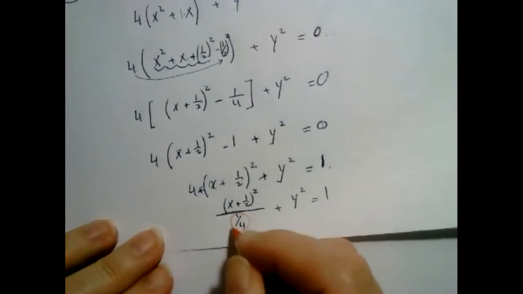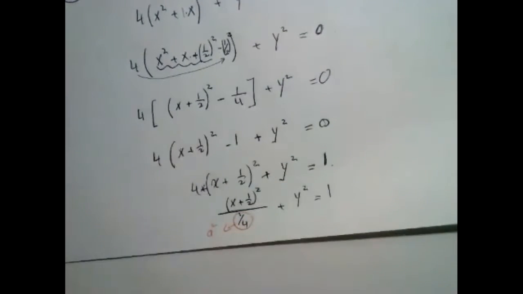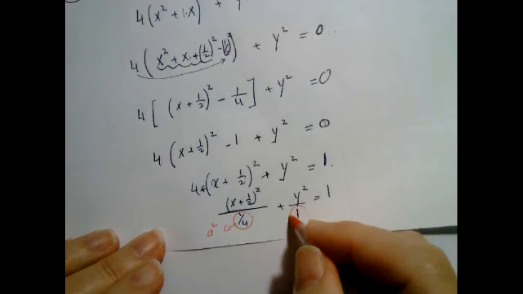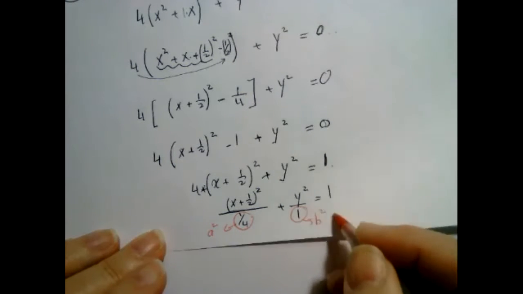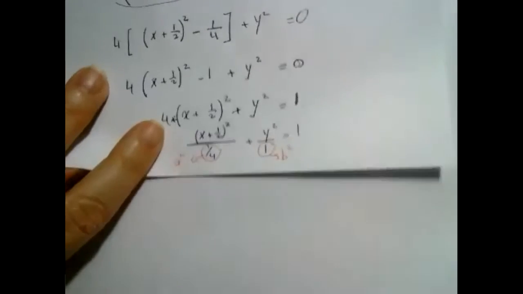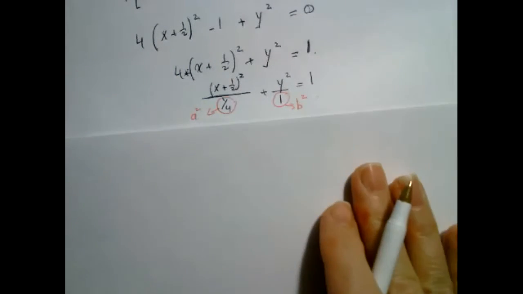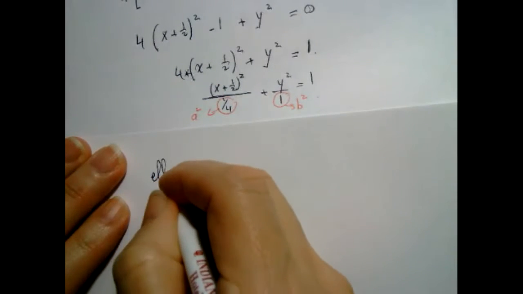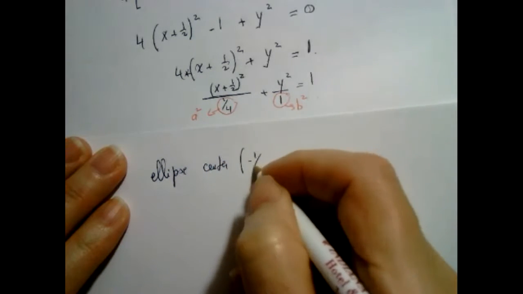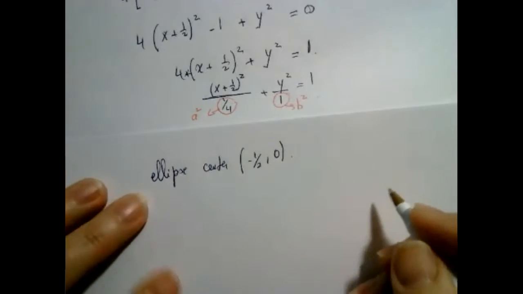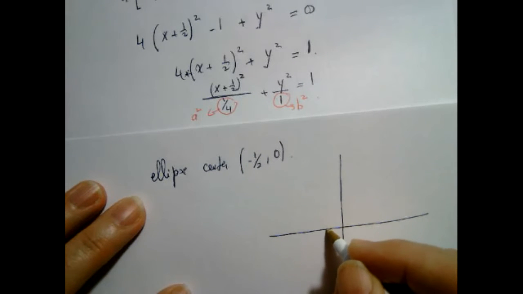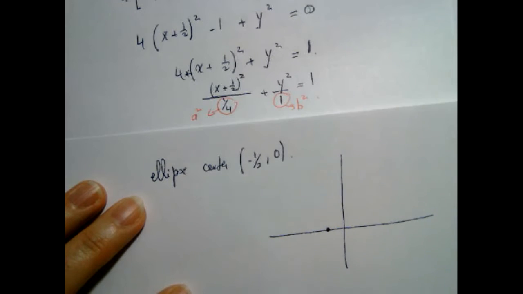So this is my a squared. And this is basically divided by 1 because there is nothing. So this is my b squared. Okay. So we're done. So this is an ellipse. And the center of the ellipse is minus a half, 0. So this is my ellipse here. The center is minus a half somewhere in here, and 0.